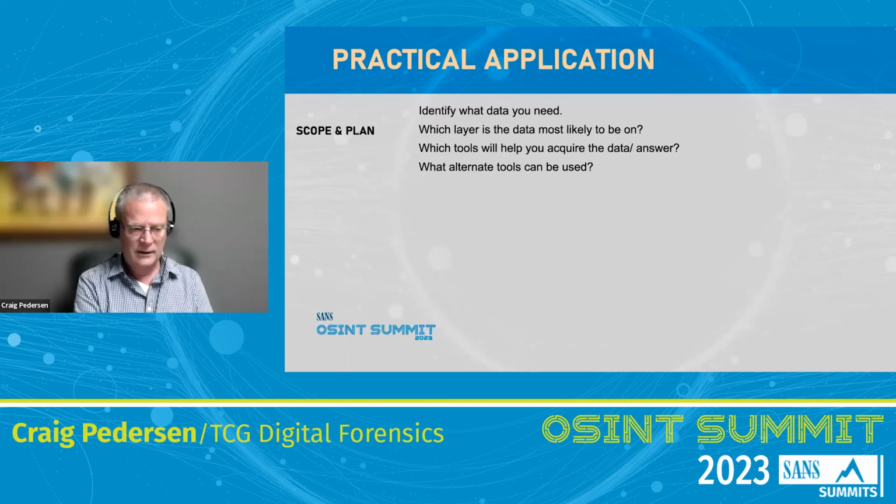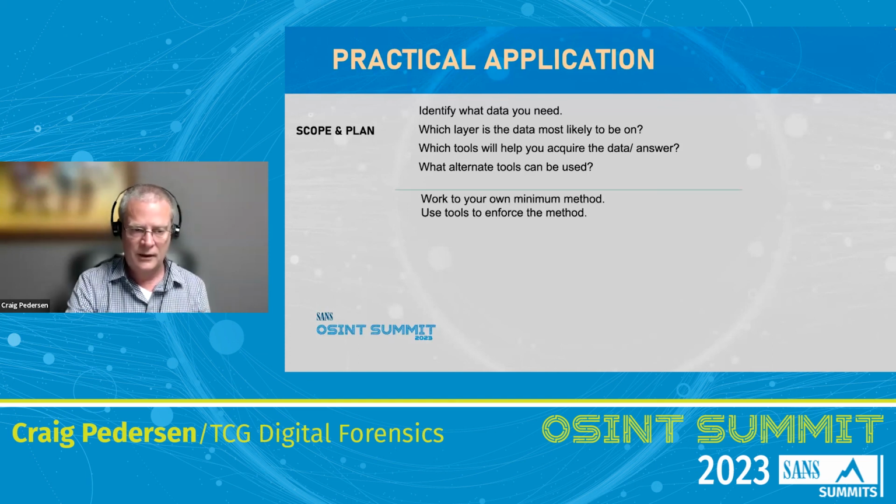Understand the problem, understand the desired outcomes, understand where you're going to need to look for that data, what tools you have, and possibly what other tools you might need to get in order to find that answer. Once you've got the fundamentals of your investigative plan in play, then you can move to the next stage, which would be first, work to a minimum method.